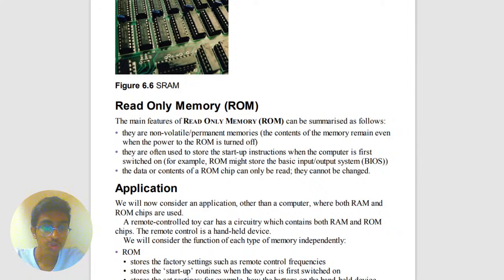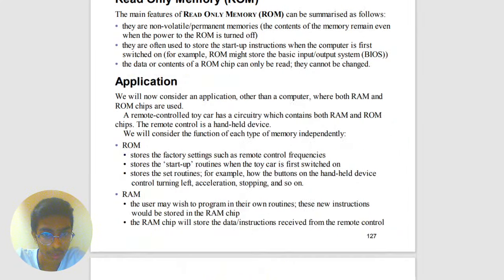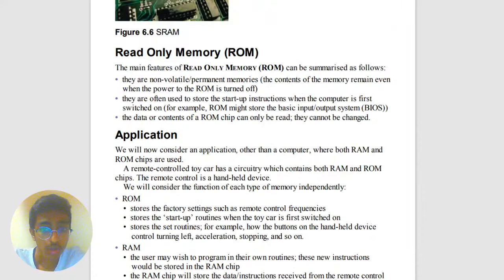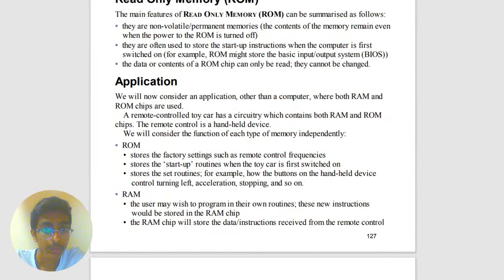Okay, and it's usually used to store important documents, so that in case power is lost, you can retrieve it. And because it's only read-only memory, it cannot be changed. That one can be changed, I believe. Yeah. So when having a look at the application of the two, the ROM is used to store factory settings, remote control frequencies, startup routines, set routines, and stuff like that. Stuff that are used on a daily basis.